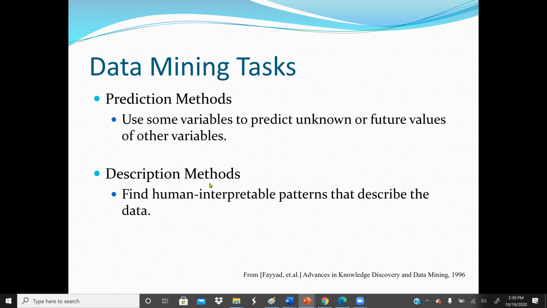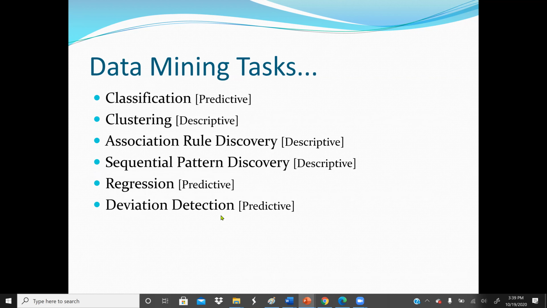We also have the description methods. Here we're going to find human interpretable patterns that describe the data. So among the data mining tasks, we have classification, which is predictive. Clustering is descriptive. Association rule discovery is also descriptive. Then we have sequential pattern discovery, descriptive. Regression is predictive. Deviation detection is also predictive.